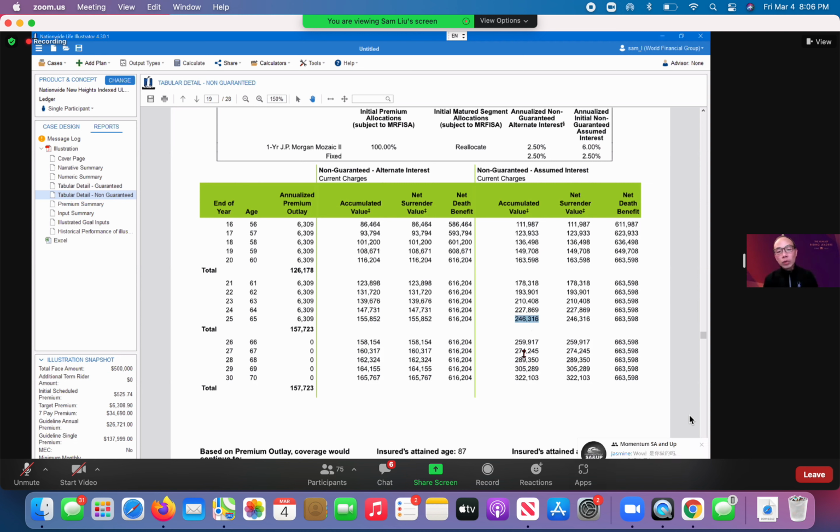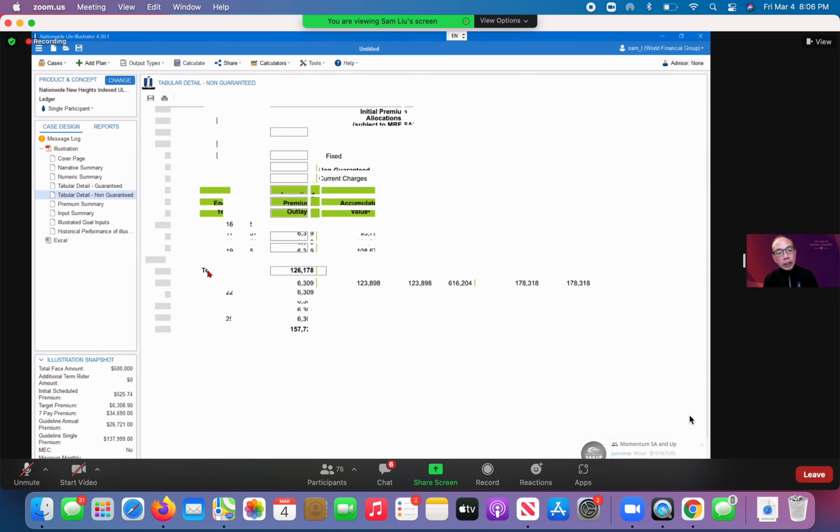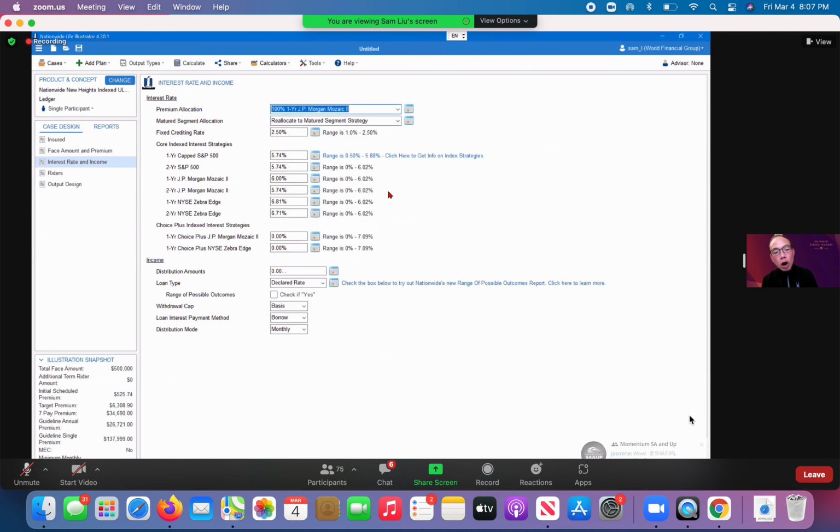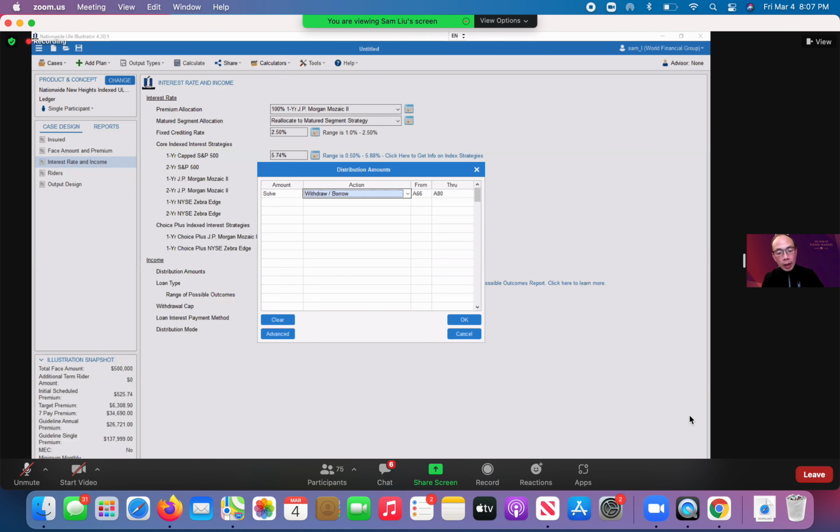So how do I do that? I have $246,000. How do I use it? Then I go back to my case design, and I just go to the interest rate. There is a button over here, and you can just put the solve. And normally I will put at age 70. You have to use borrow is better, okay? Borrow is better, age 70.